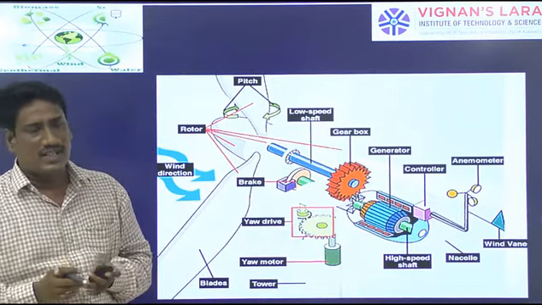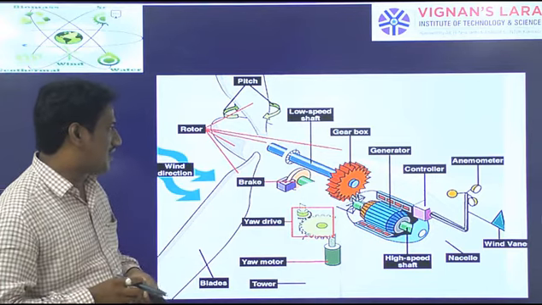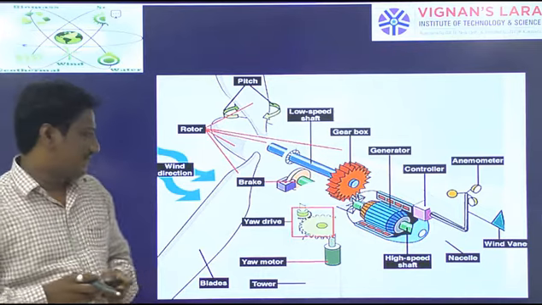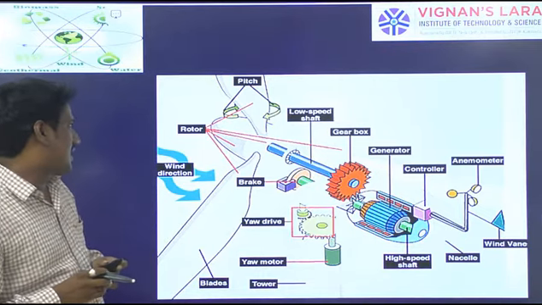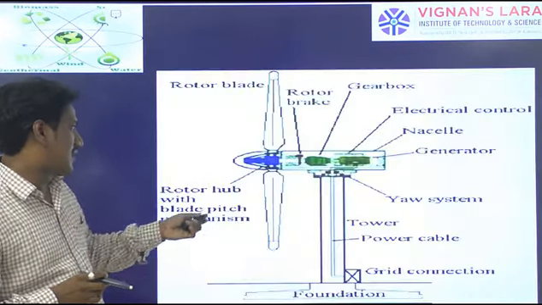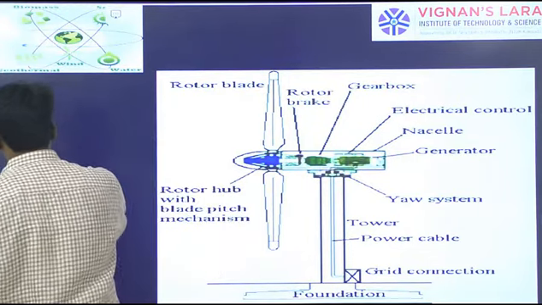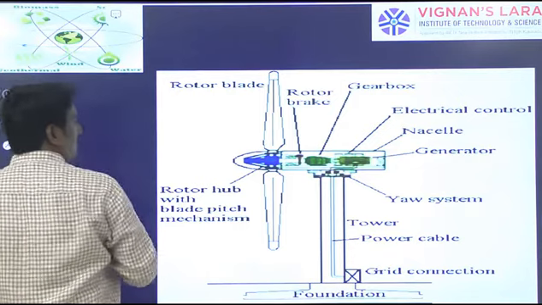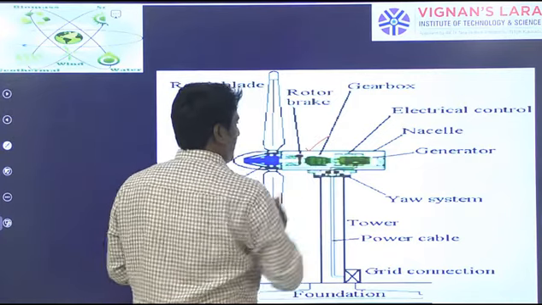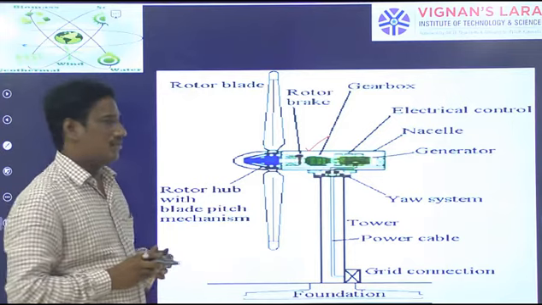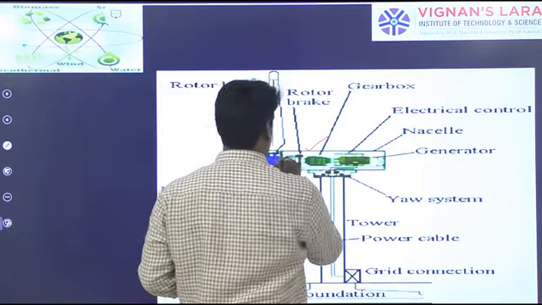This is the place where we will place all the equipment of the turbine, which is called the nacelle. You can observe it in this particular diagram. So this is the nacelle where we will place all the equipment.